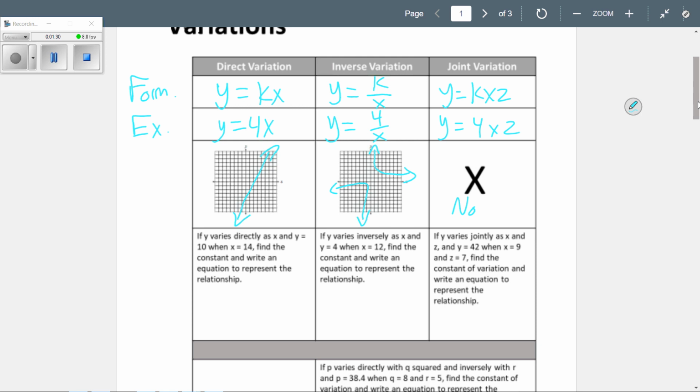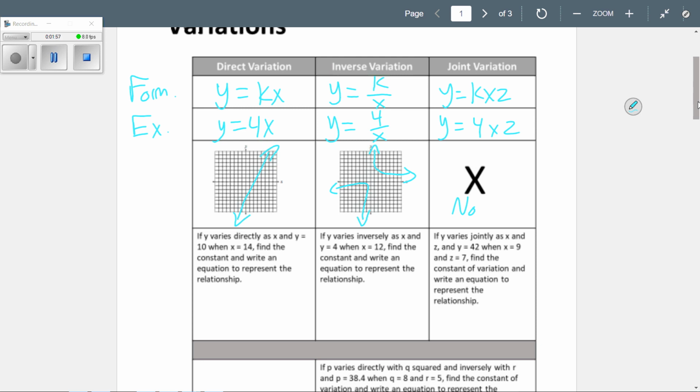Okay? Now we have a couple examples down here. So for the direct variation, it says if y varies directly as x, and y equals 10 when x equals 14, find the constant and then write an equation to represent the relationship. So our first step is to find what k is, then rewrite the equation, how it's supposed to look. Alright, so this is all we do. It gives us what y is.